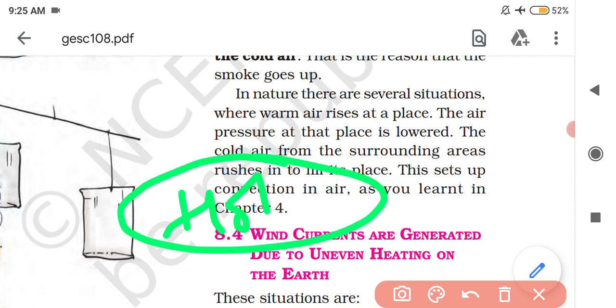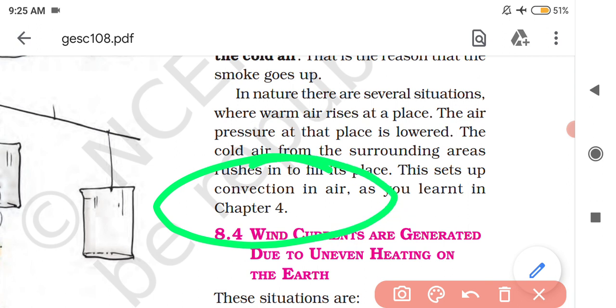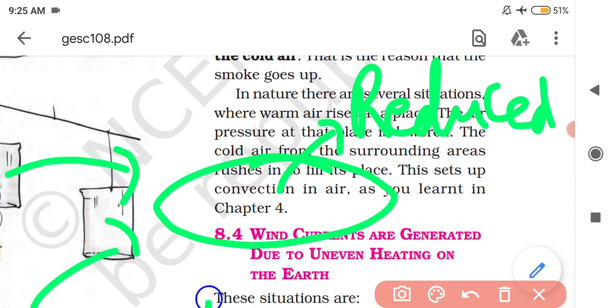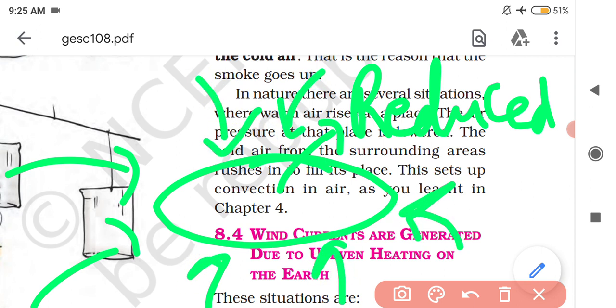Because you know that hot air will rise up, this region will become empty. That means here the air pressure is completely reduced or lowered. And what about the cold air which is present in the surrounding? It will rush in to fill up this space vacated by the hot rising air. So this leads to blowing of winds. This is the reason why the wind blows.